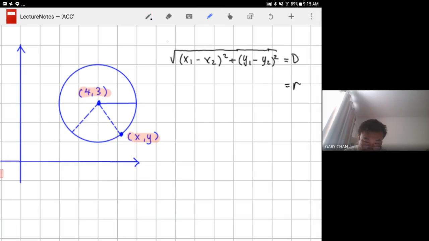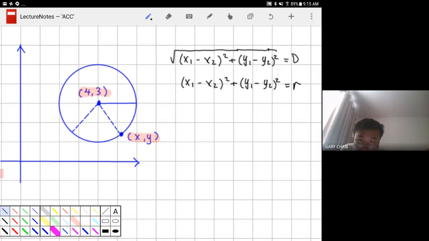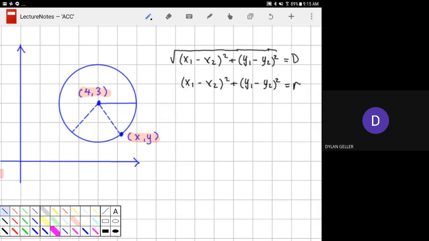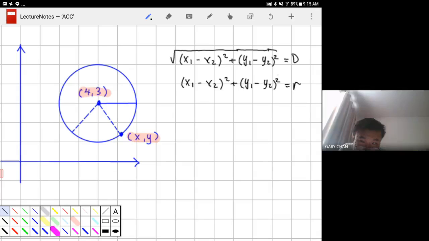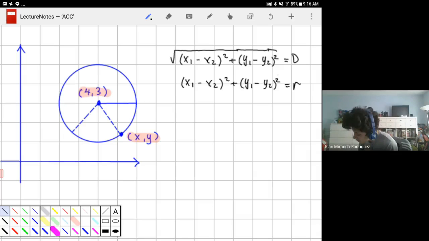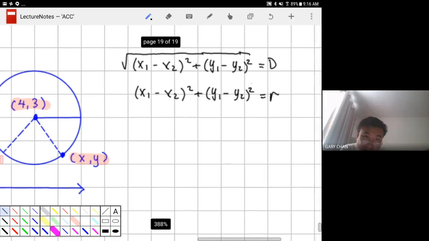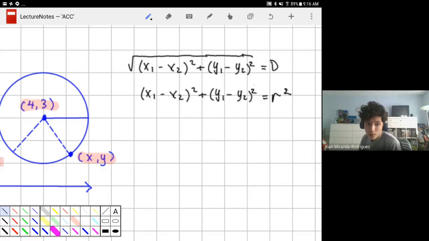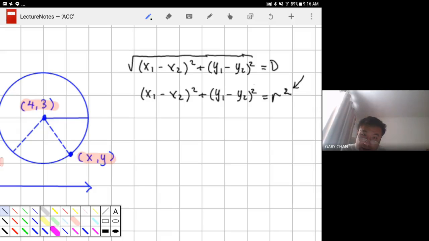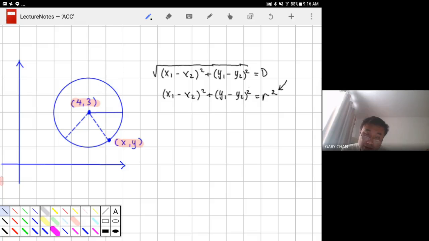And actually, I'm going to slightly modify this. In order for me to get rid of the square root from both sides, what do I have to do to both sides? Square. Did I hear someone say square? In order for me to get rid of the square root, guys, I need to square both sides. And I'm getting really close to figuring out the equation for the circle.